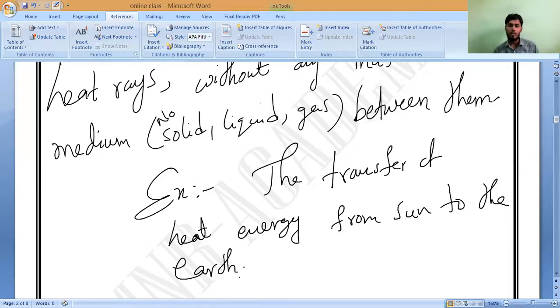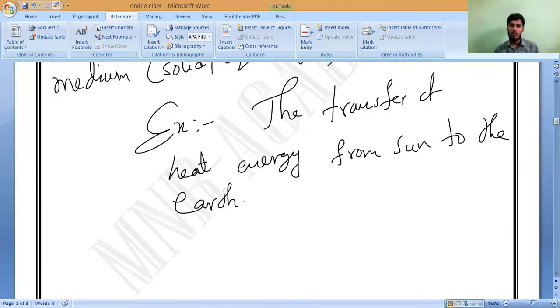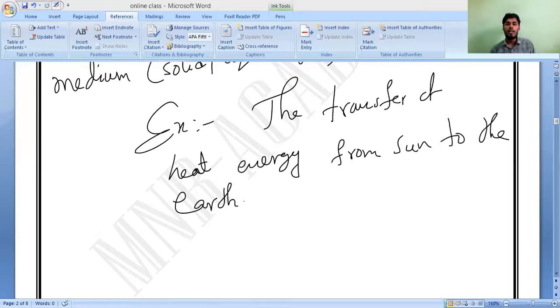That is the best example. Do you understand, Ra? Yes, sir. So when we come out in the sunshine, we will feel hot, because the heat from the sun is being transferred to us, which makes us feel hot. Heat can transfer in the form of heat rays without any material medium.